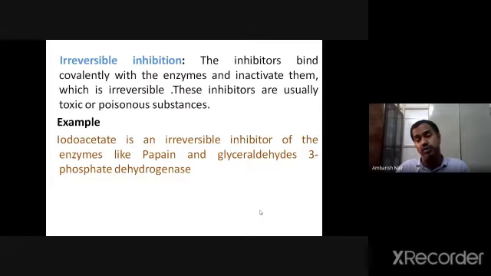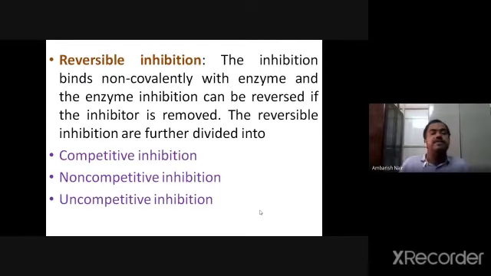We'll go a little further and study the important part of enzyme inhibition called reversible inhibition. Reversible inhibition is a really interesting topic, where we are going to study three important inhibition mechanisms which will clearly tell us how exactly reversible inhibition happens in the system. The inhibitor binds non-covalently with the enzyme. That's a very important thing.